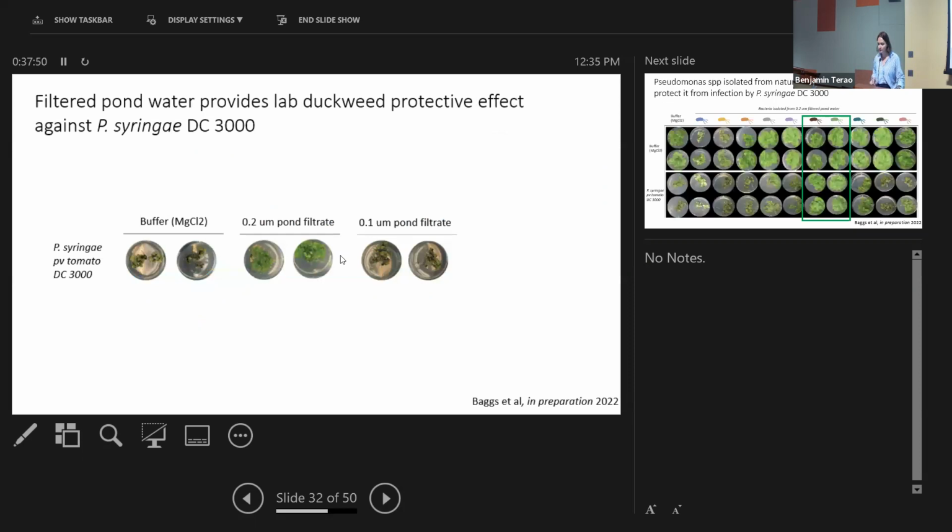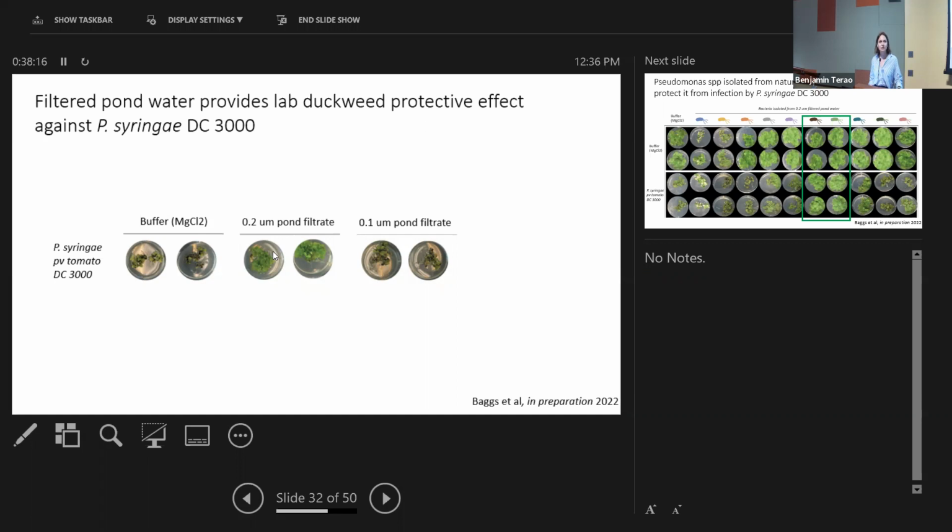They did the assay and they used initially 0.2 micron filters. That's what we usually use in the lab. They're the cheapest. And they actually saw that lab duckweed incubated with 0.2 micron filtered water from the pond got the protective effect against the pathogen. There was something in the water, there was something in the filter actually.